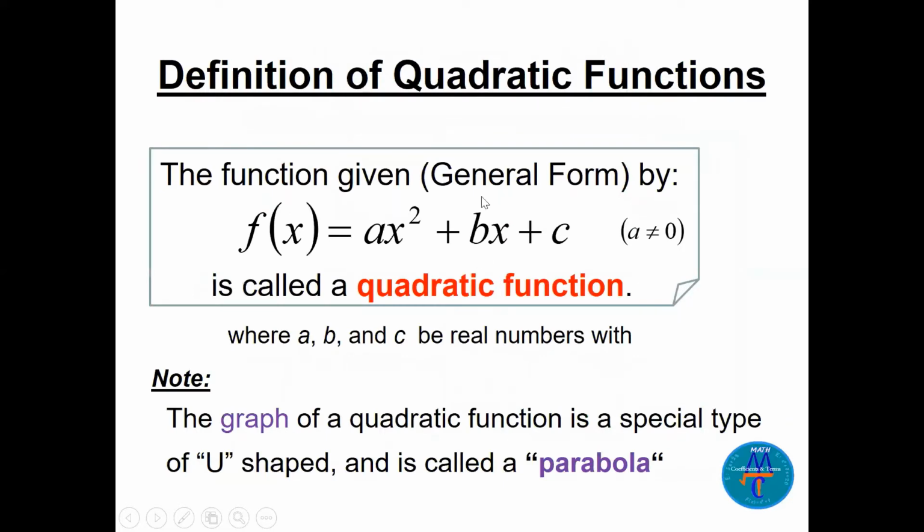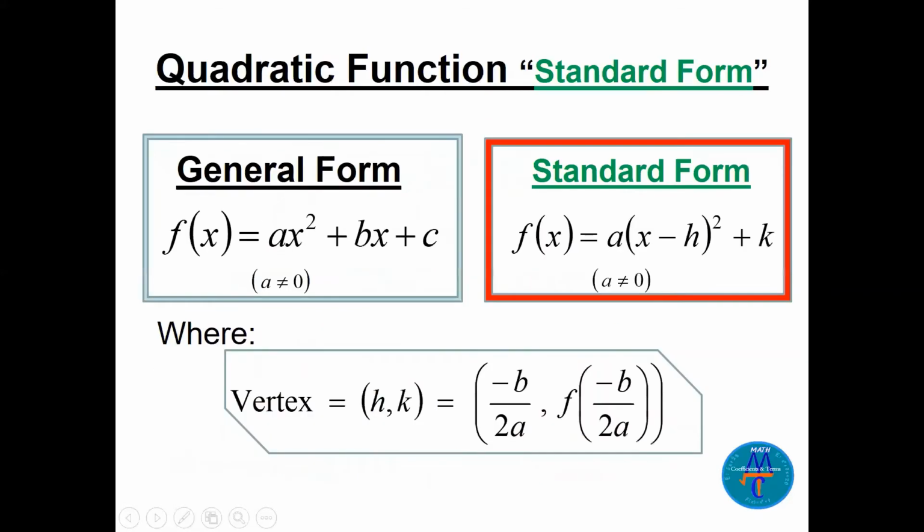Now, what is a quadratic function? A quadratic function is a function of this form: f of x is equal to ax squared plus bx plus c. So we call this the general form. A, B, C are real numbers. The graph, we call it a parabola. It's like some kind of a U shape.